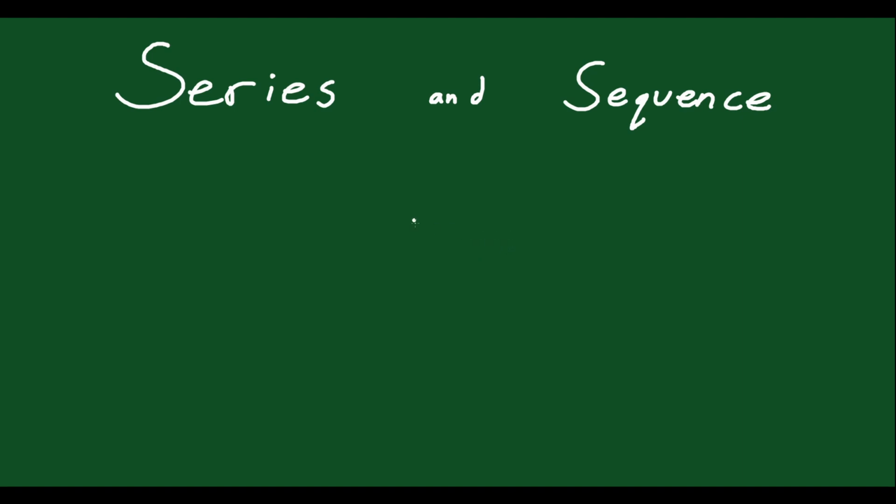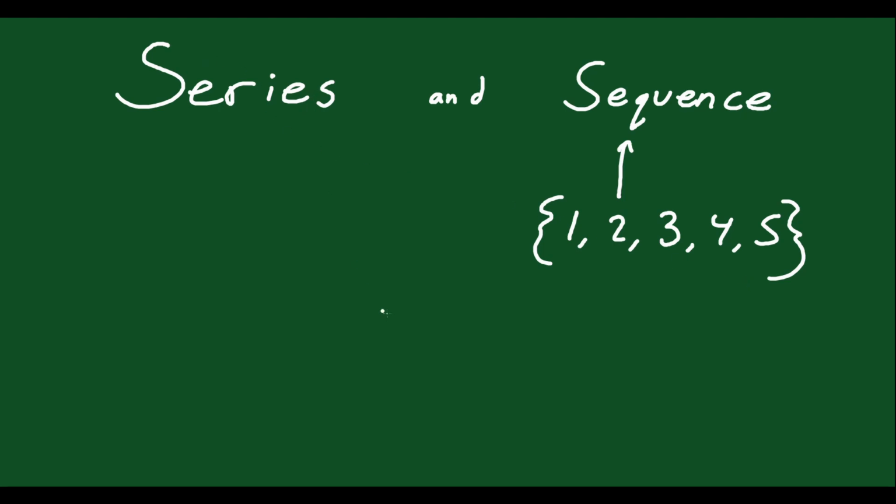Let's talk a bit about series and sequence. These are two different things, but they're related to one another. If I say sequence, what that's referring to is a list of numbers, something like 1, 2, 3, 4, 5, and sometimes they're grouped in a bracket that looks something like this.